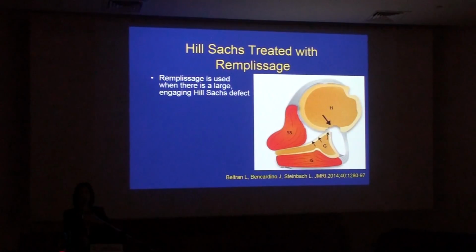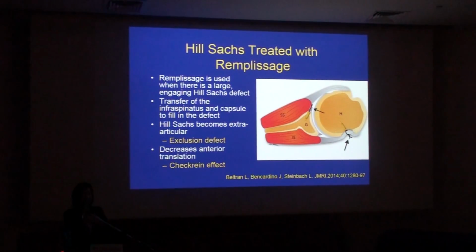Another way, which we're seeing a lot at our center, is what we call remplissage. We have a French group here, so to fill in is remplissage. And so you can see here how you get the engagement when the humeral head goes in front of the glenoid. Here's the infraspinatus tendon. Well, they figured out how to keep that from happening. They fill in that defect with the infraspinatus tendon, and that's the remplissage. And what it does is it makes this extra-articular so that it can't go in front of the glenoid, and it's like a check ring. You don't have as much anterior instability.